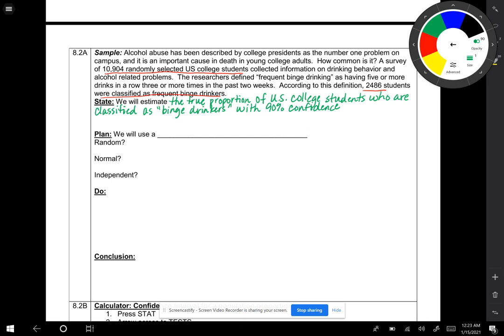Okay, in our plan portion, we will use a one sample Z interval for proportions.